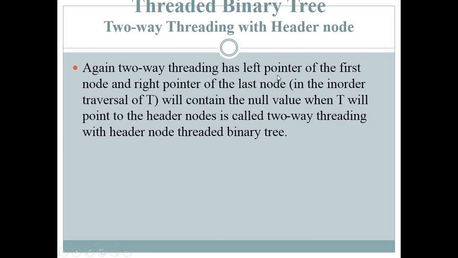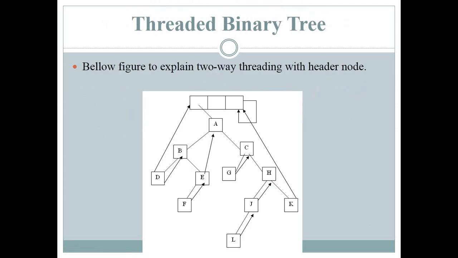Again, two-way threading where the left pointer of the first node and the right pointer of the last node contain the null value, when T points to the header node, is called two-way threaded binary tree with header node. For that solution we will have a node as the header node, and it will be known as two-way threading with header node. Okay, so this is the figure. This is the header node of this tree. Here the first node's left child and the last node's right child will point to the header node.